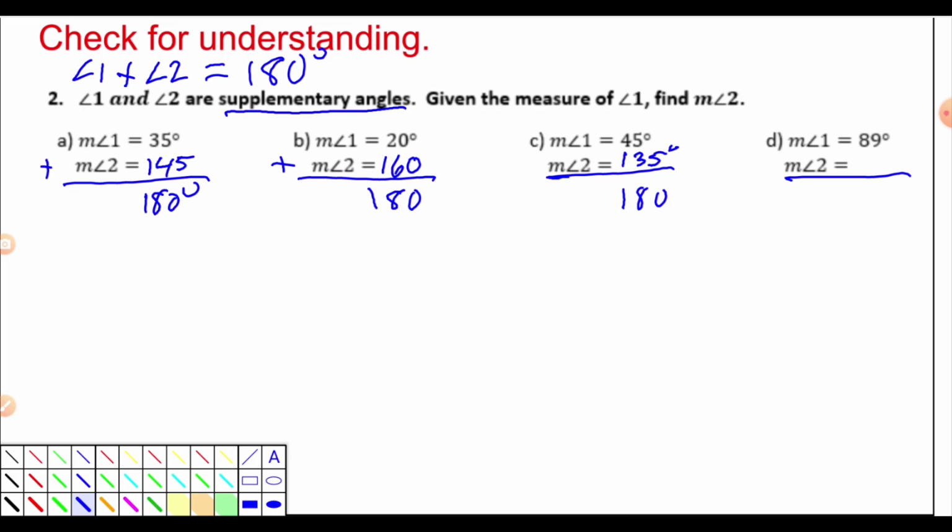And the last one, we need to make 180. So if I add 1, that'll be 90. So 91. A little bit of mental math, done.